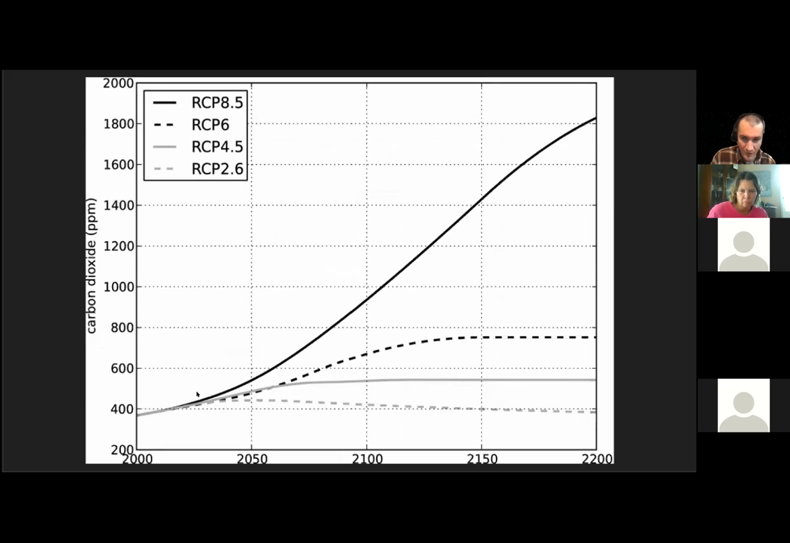Today we're around 410 to 415 parts per million. Then we have the other scenarios. I can tell you that recent research that's come out since these figures were created is suggesting that the 2.6 and the 4.5 scenarios are becoming less and less feasible as the years go on. The RCP 6 or 8.5 are more realistic based on the trajectories that we've been following.